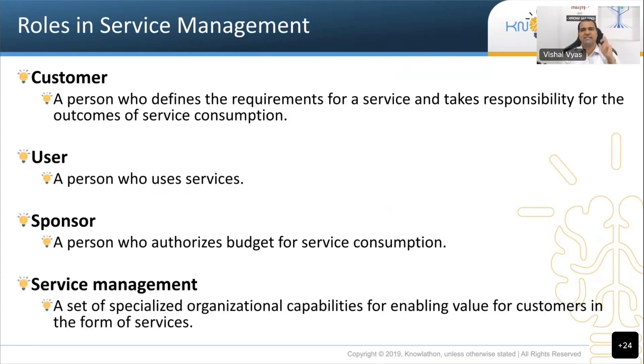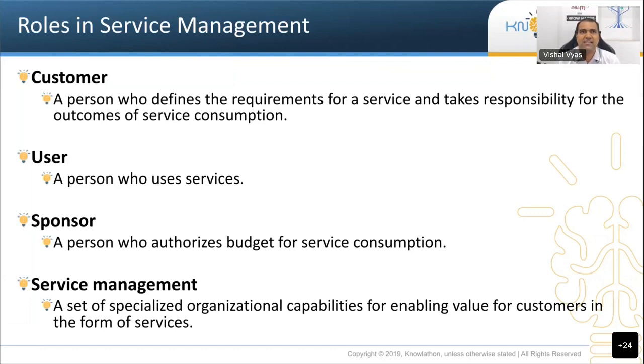When I say a generic term service consumer, it includes customer, user, and sponsor. Customer is the one who defines the requirement, user is the one who uses the service, and sponsor is the one who authorizes the budget for service consumption. And then service provider and service consumer together will do service relationship management. That's on the next slide.